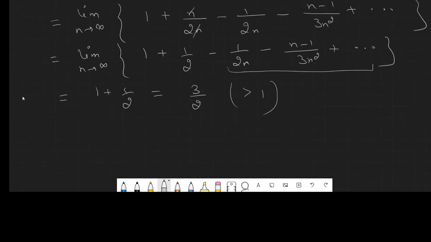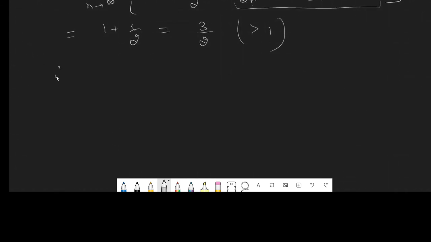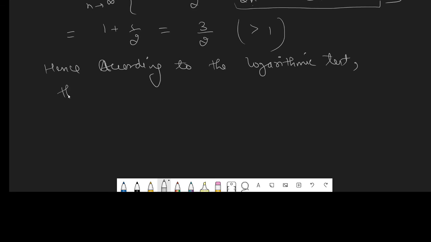So according to the statement of the logarithmic test, hence according to the logarithmic test, the given series is convergent. Okay, when x is equal to 1 by e.